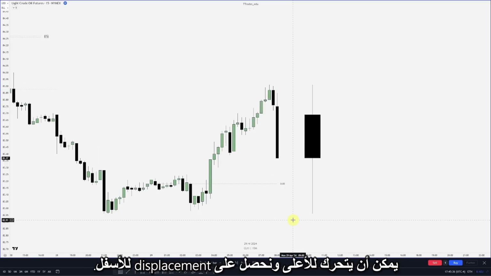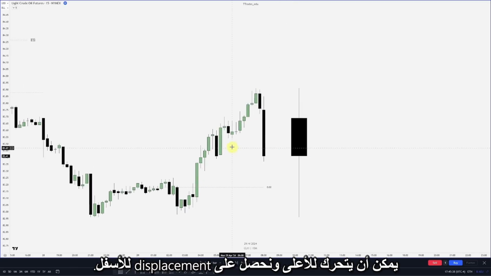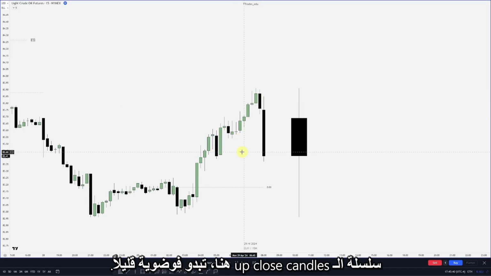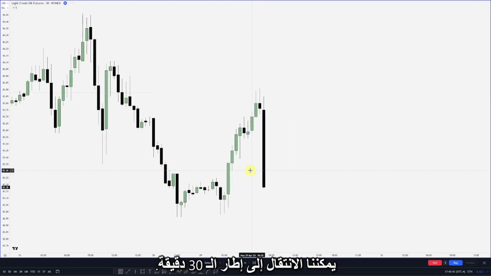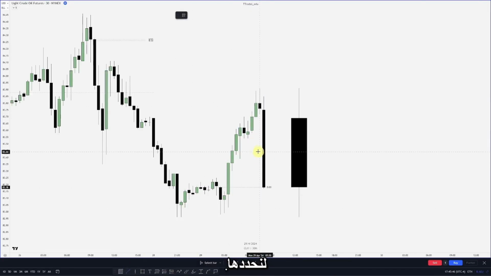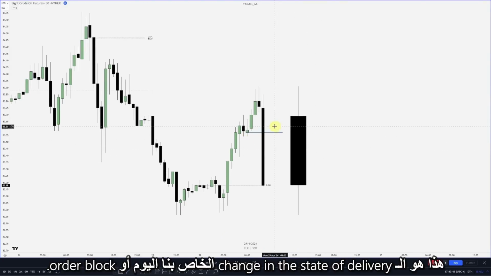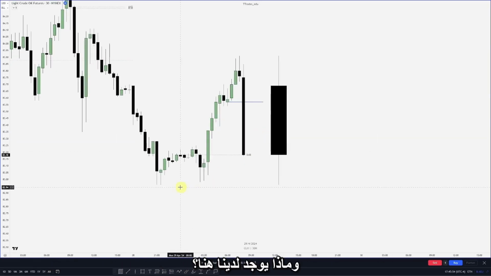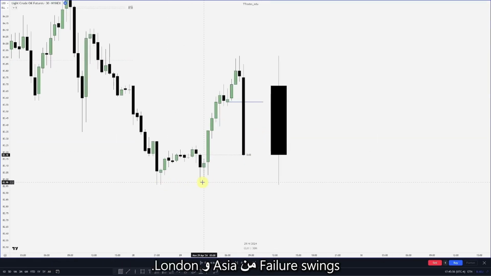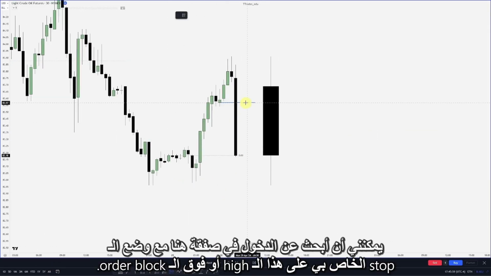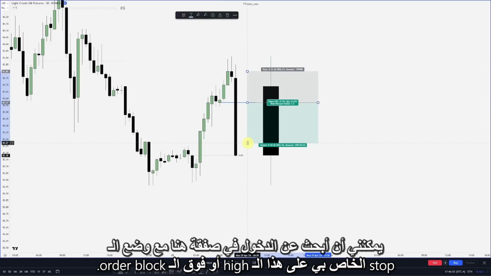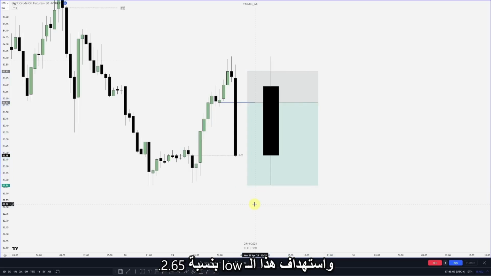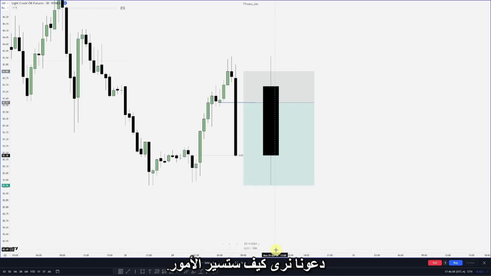Make a move higher, and we get displacement down. This series of up-close candles here, it's a little messy. We can go out to the 30-minute. Here we have a series of up-close candles. Mark that out. That is our change in the state of delivery intraday, or an order block. And what do we have resting here? Failure swings from Asia and London. So I could look to take a trade here with either my stop on this high or above the order block, and then targeting this low for 2.65R. Let's see how that works out.